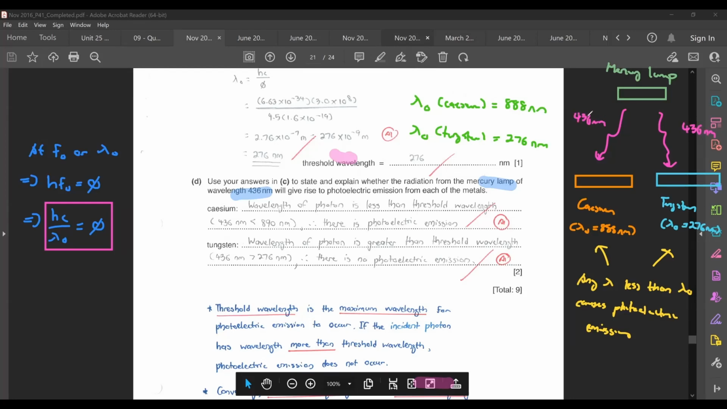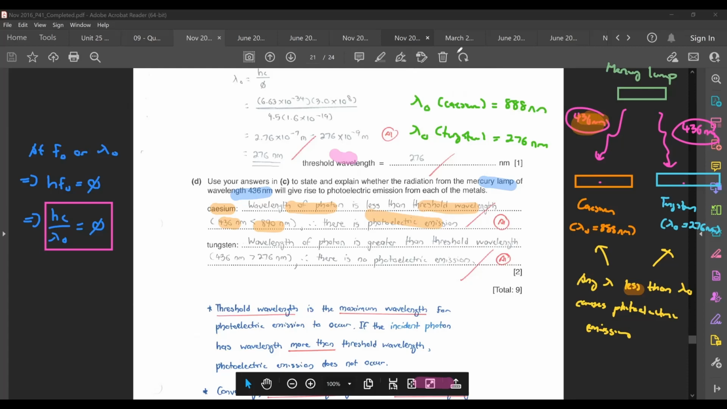Okay, so you want to evaluate whether this wavelength is going to cause photoelectric emission for cesium or tungsten. Right now, if you're talking about cesium itself, the wavelength of the photon emitted by your mercury vapor lamp is actually less than your threshold wavelength. It's 436 nanometer compared with 819 nanometer. Because it's less than your threshold wavelength, therefore you're going to have photoelectric emission.